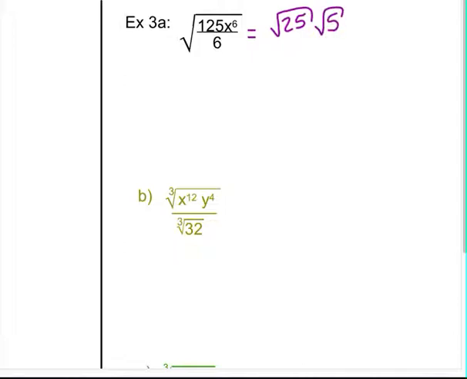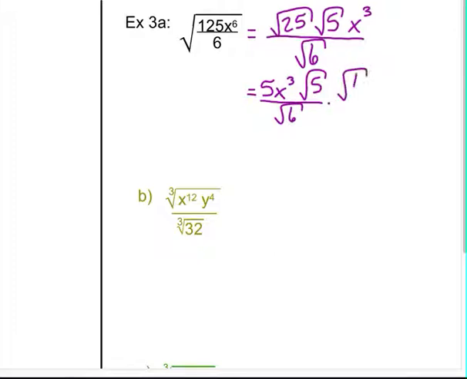And then x to the 6th, 6 is an even number, so I'm going to take that exponent and divide it by 2. And then I'm going to split up my radical in the denominator as well. So as I simplify my square root of 25, I'm also going to rationalize my denominator. So I have 5 times x cubed times the square root of 5 over the square root of 6.